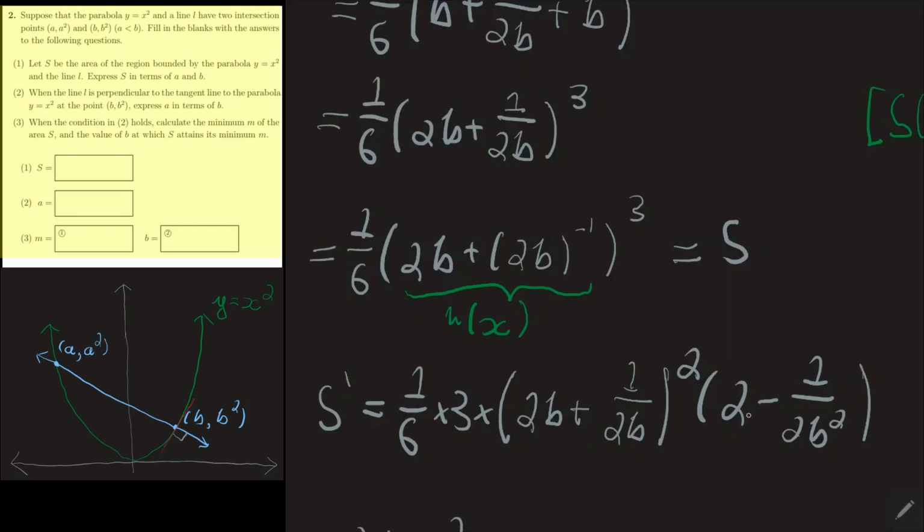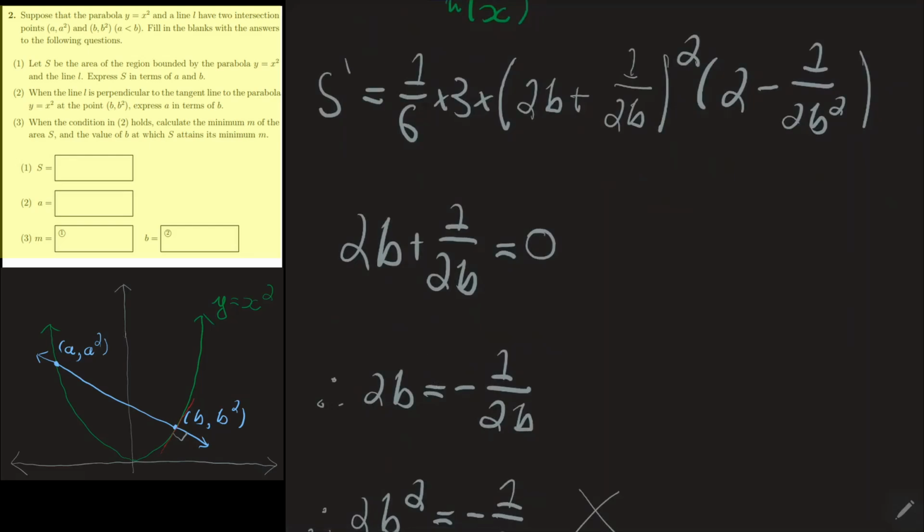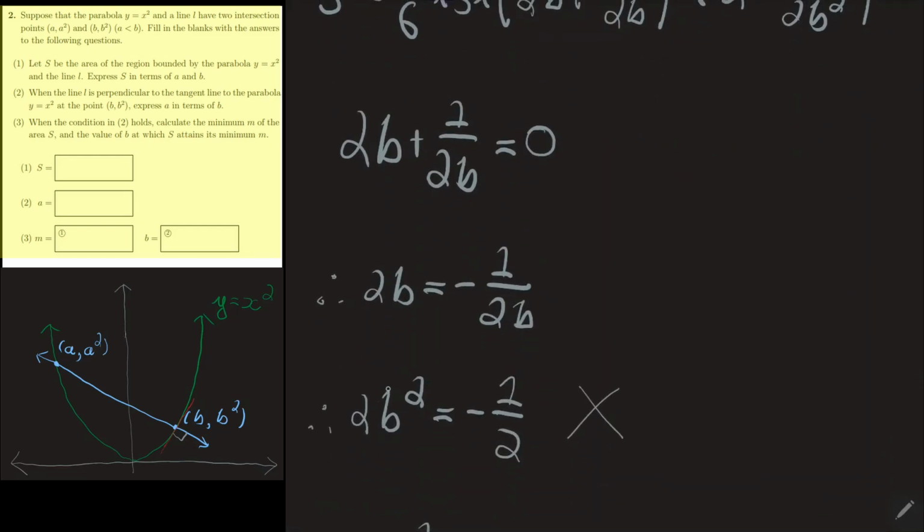Same if we make the stuff inside this bracket equal to 0. So to start, let's try to make 2b plus 1 over 2b equal to 0. That's from these brackets right here. So if we rearrange a bit, we end up with this: 2b squared is equal to negative 1 over 2.